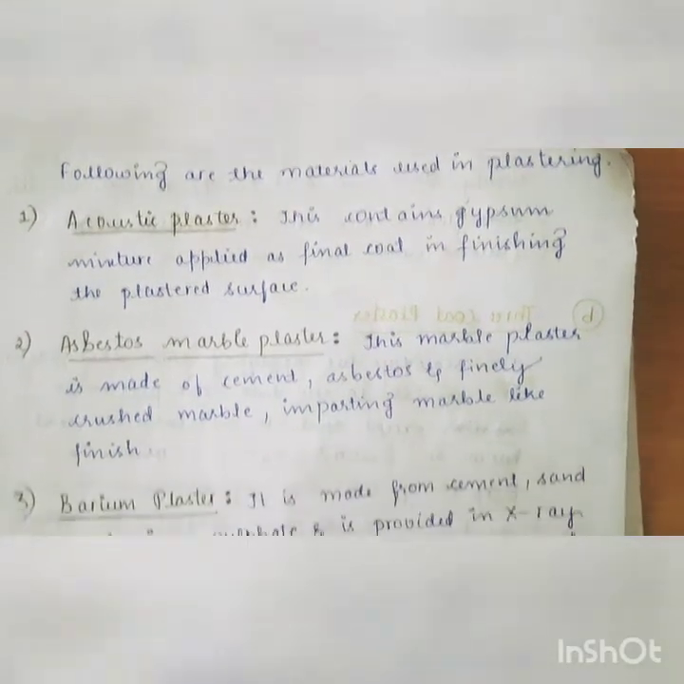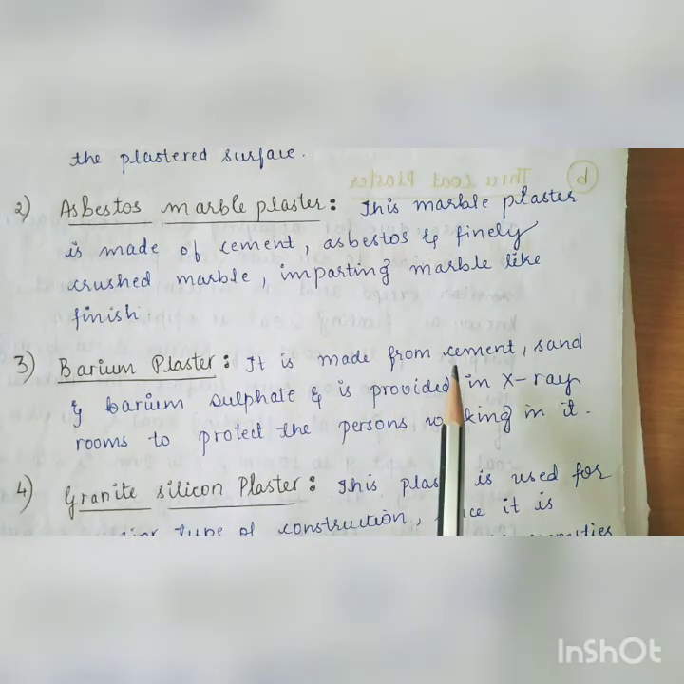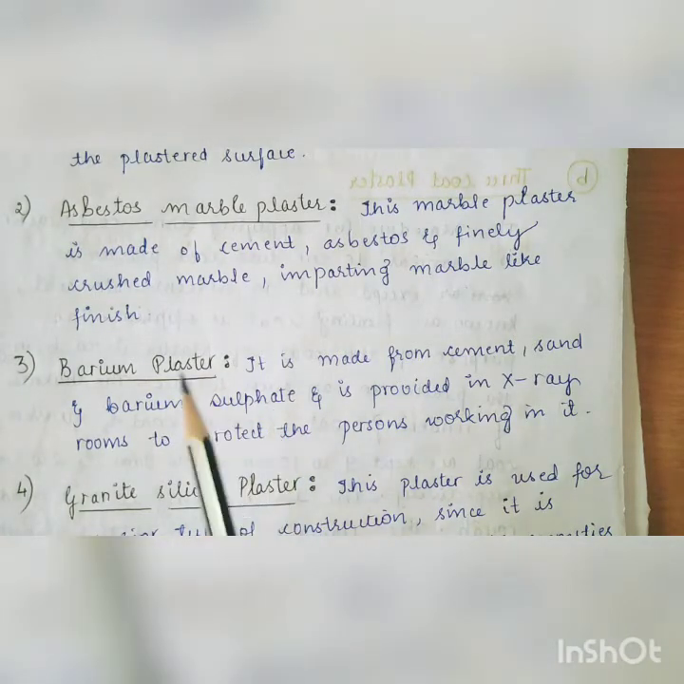The next one, the third one, is the barium plaster. It is made from cement, sand and barium sulfate and is provided in X-ray rooms to protect the persons working in them. So barium plaster is nothing but a combination or mixture of cement, sand and barium sulfate. These are the basic ingredients required to prepare the barium plaster or barium mortar.